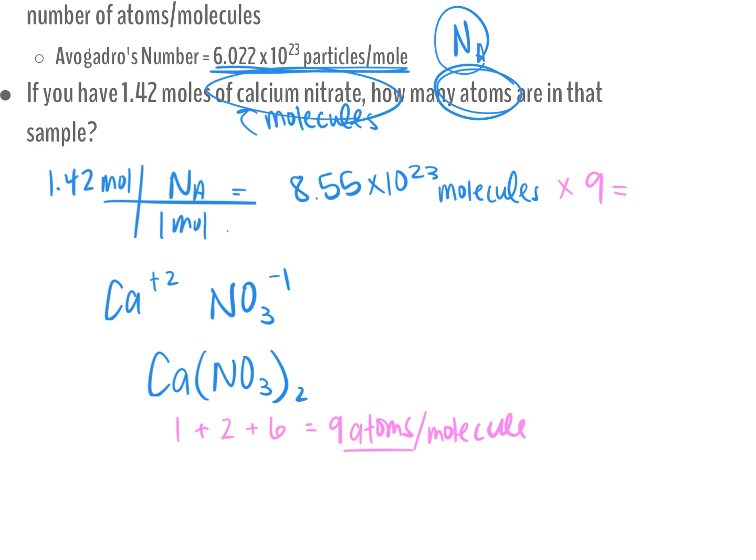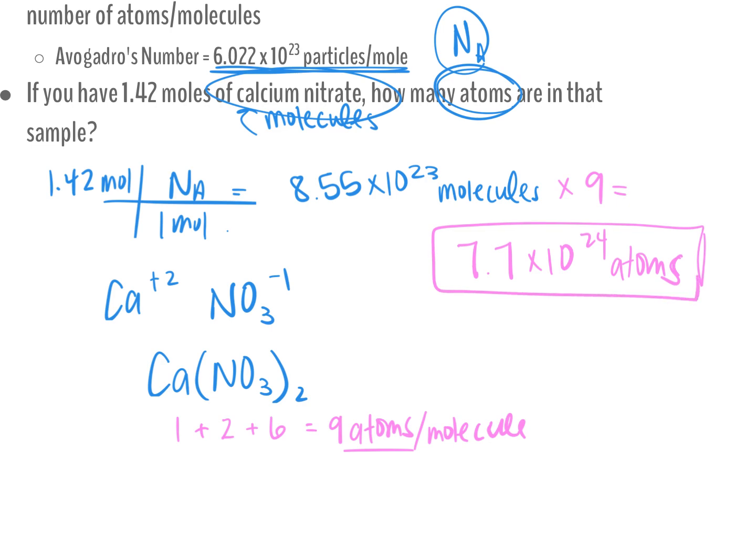Okay, so that gives me about 7.7 times 10 to the 24th atoms. And it's not atoms of a particular thing because this is including all the calcium, all the nitrogen, all the oxygen. So we can't give it a label farther than that. Does that kind of make sense?